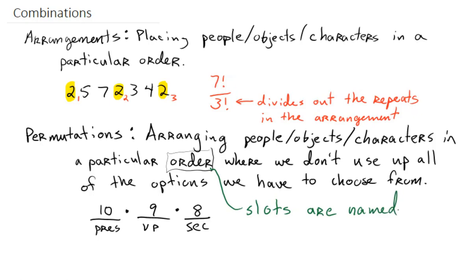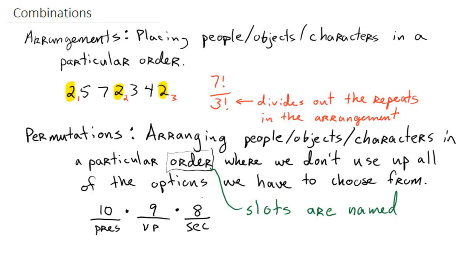So here, President, Vice President, Secretary. Now the slots could be named as my favorite friend, my second favorite friend, and my third favorite friend. So that feels more like order. Or with a password, the first character of my password, the second character of my password. So sometimes it very much is order, but sometimes it's not so much about order as it is that we've named the slots.